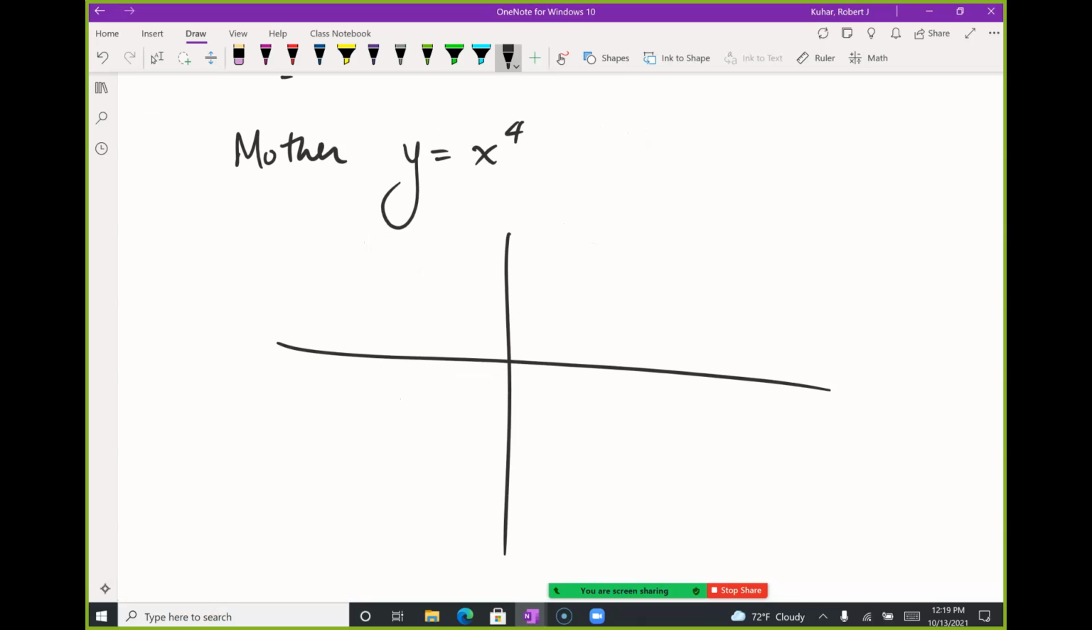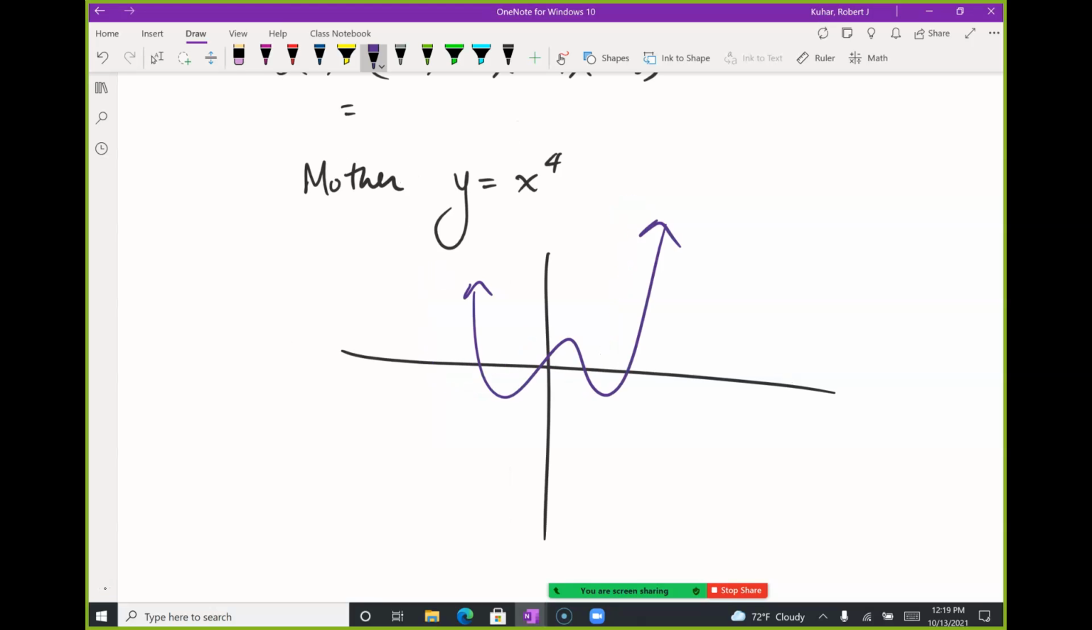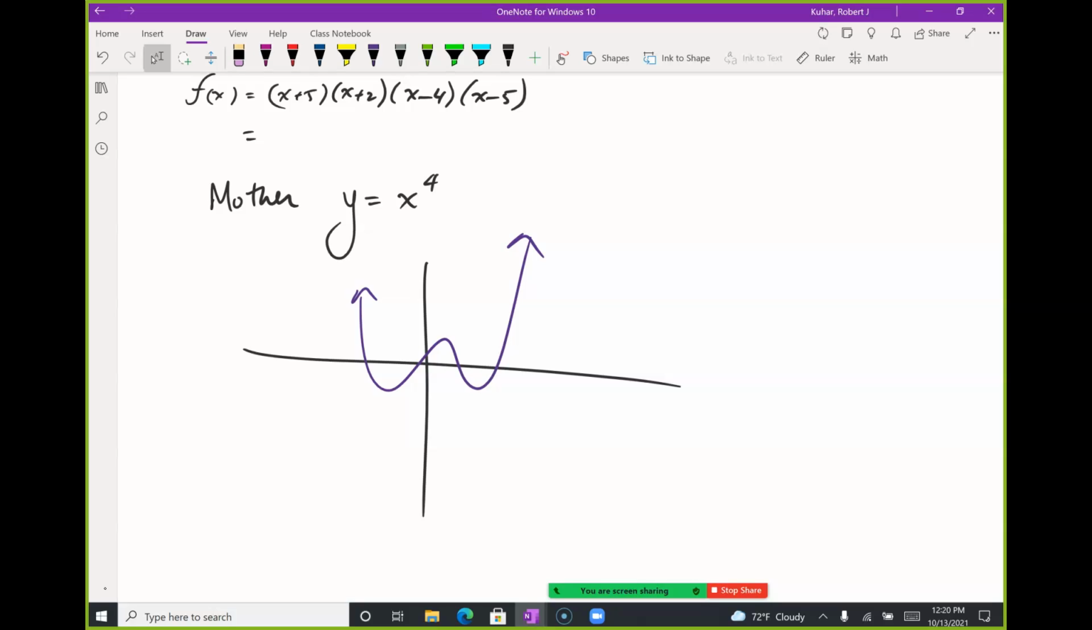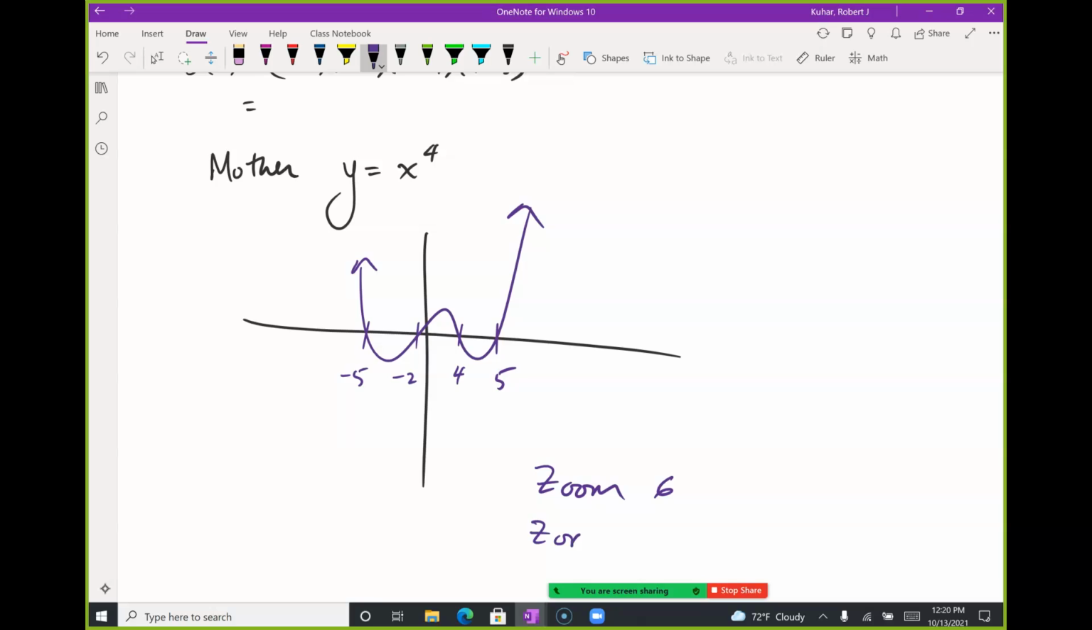So I already know worst case scenario, 5 zeros. Oops, sorry, that's 4. I already know worst case scenario, 4 zeros, 3 turns. In fact, that's what I have here. I have exactly that worst case scenario. I'm going through -5, -2, 4, and 5. So it should give me a decent window with Zoom standard. Zoom 6 should give me a decent window. And if not, I can do Zoom fit.